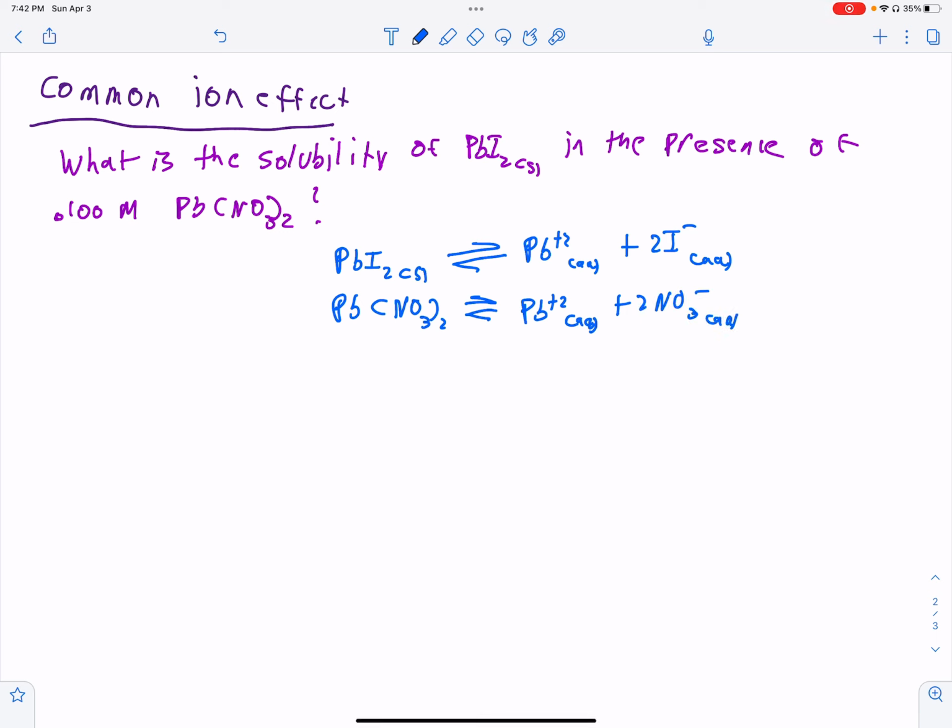So you should see here that there is a common ion, and the common ion is in fact this lead-2. This is our common ion. It's worth noting that common ions decrease solubility. So the solubility of lead-2 iodide on its own in comparison to the solubility of lead-2 iodide in the presence of a common ion is different. In the presence of the common ion, there is going to be a decrease in solubility.